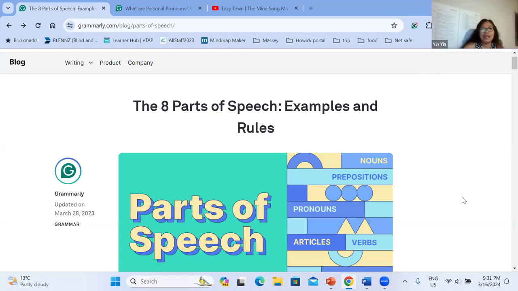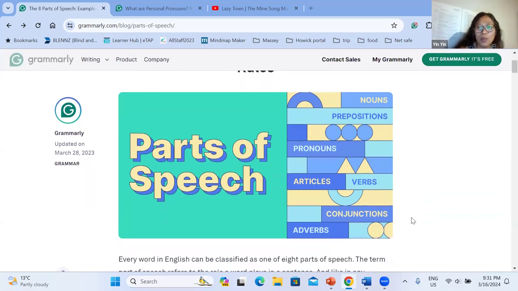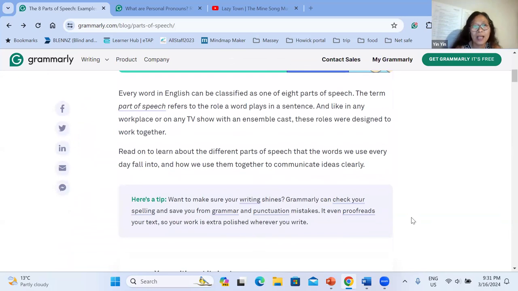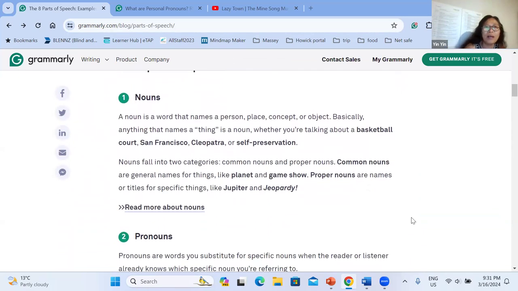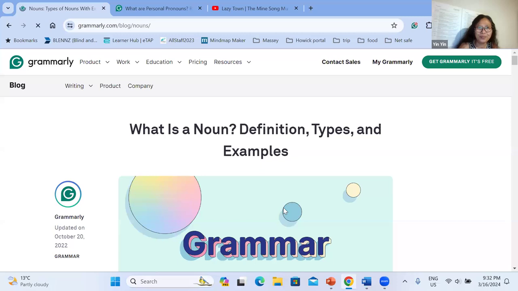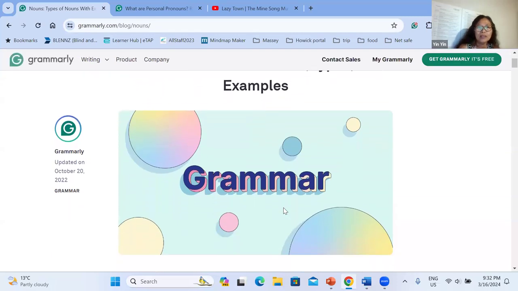Okay. The eight parts of speech. So nouns, pronouns, and so on. Read more about nouns. So nouns are about it.